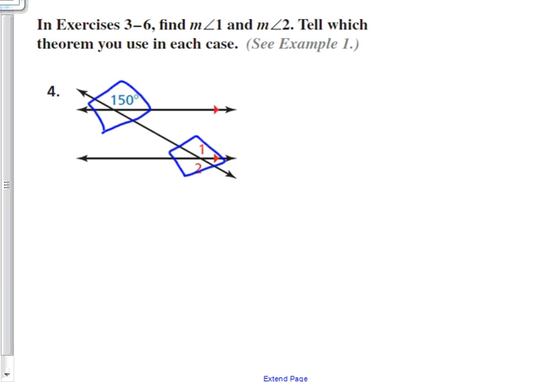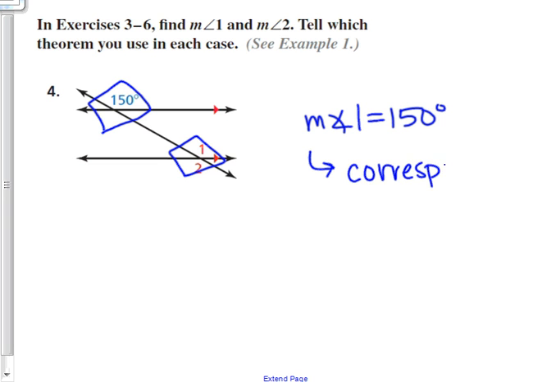And since I know that those two lines that the transversal is cutting through are parallel, I can say that angle 1 is 150 degrees. So the measure of angle 1 is 150 degrees. And I know that because corresponding angles are congruent. So the corresponding theorem, abbreviating theorem to THM.